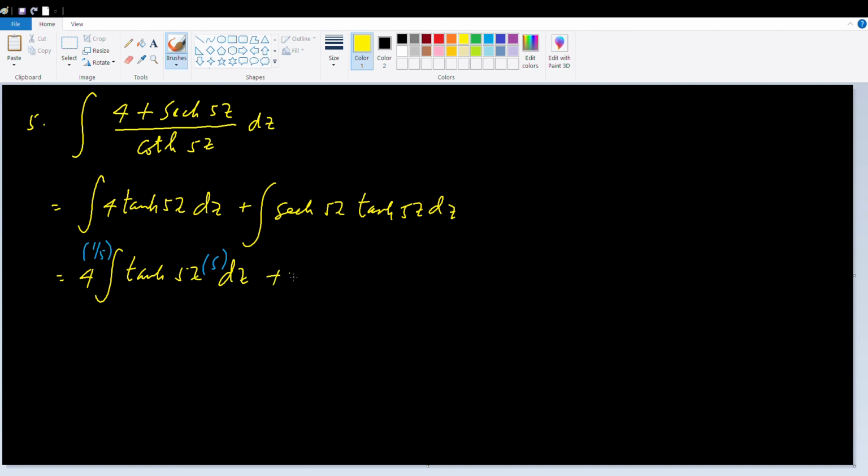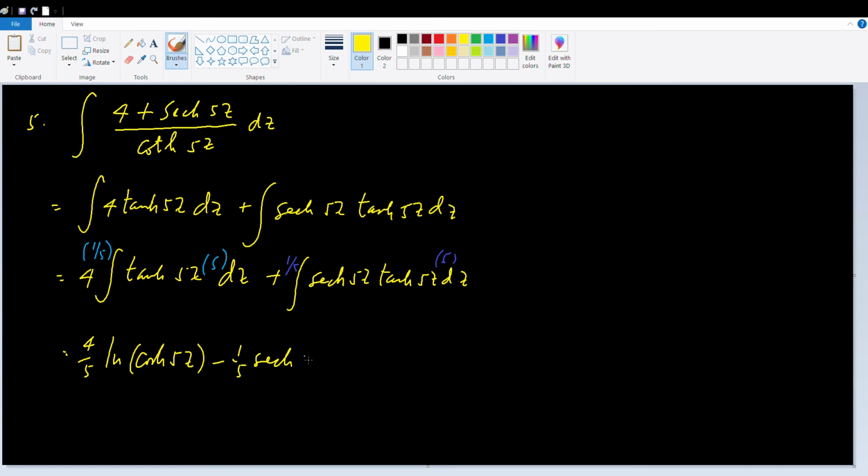Let us do the same thing for the second integral, hyperbolic secant 5c, hyperbolic tangent 5c dc. It also lacks the constant 5, so we multiply by the reciprocal. For the first integral, it is 4 times 1/5, or 4/5. And we know that the integral of hyperbolic tangent is ln of hyperbolic cosine of 5c. And the integral of hyperbolic secant hyperbolic tangent is negative hyperbolic secant. So that becomes negative 1/5 hyperbolic secant of 5c plus the constant c.